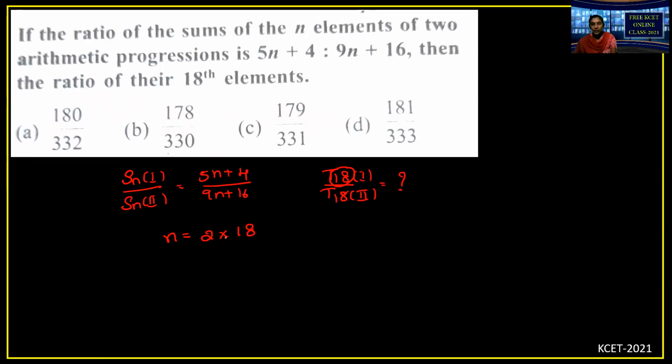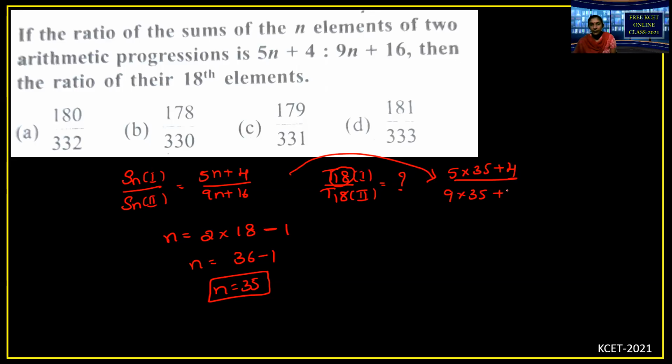Ratio of the 18th terms, so n is 2 into 18 minus 1. So n is equal to 18 twos are 36. 36 minus 1 is 35. So n is equal to 35. Now I want to calculate the ratio of their 18th terms. So in place of n, you replace 35. So we get 5 into 35 plus 4 divided by 9 into 35 plus 16.